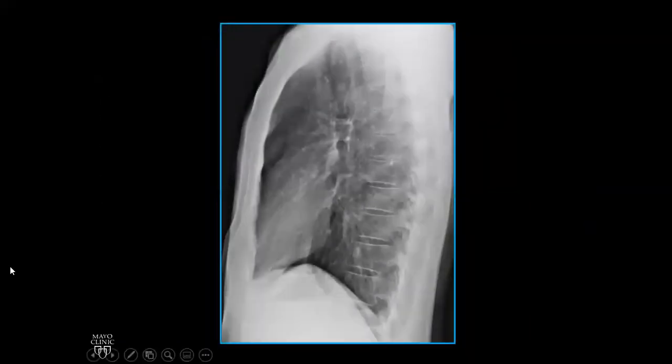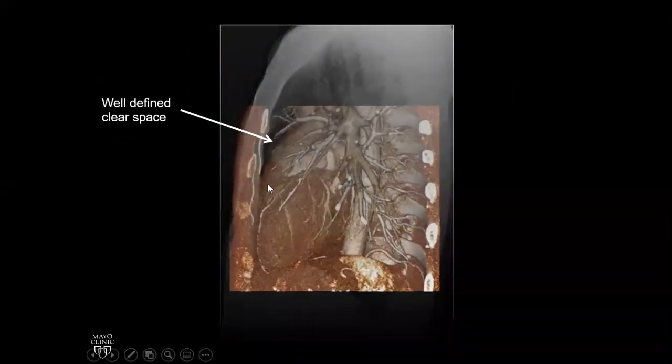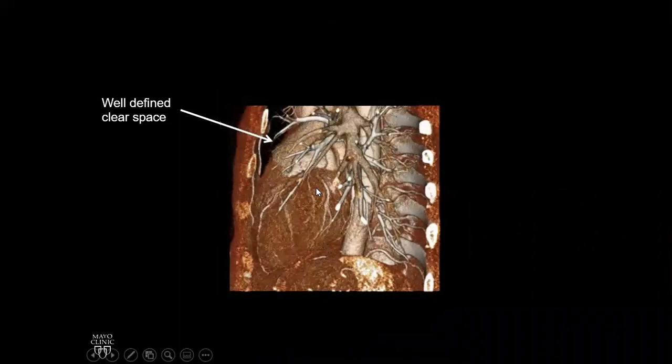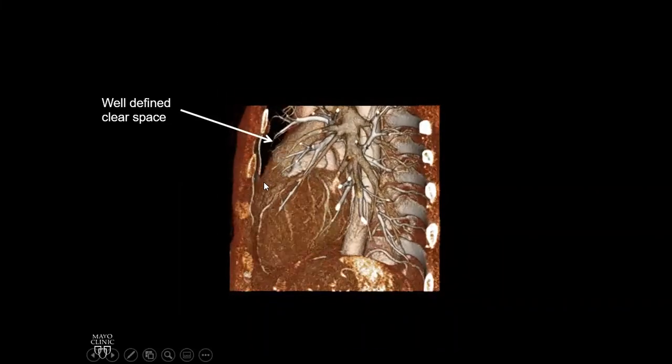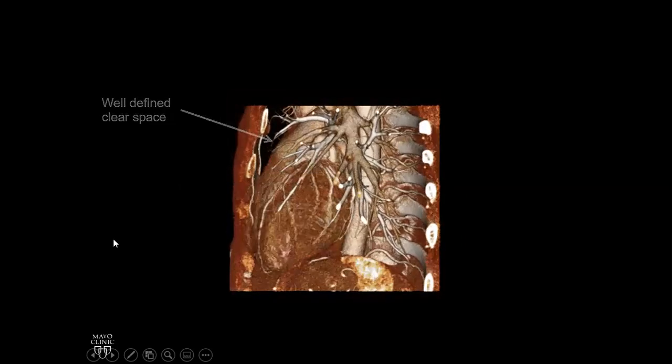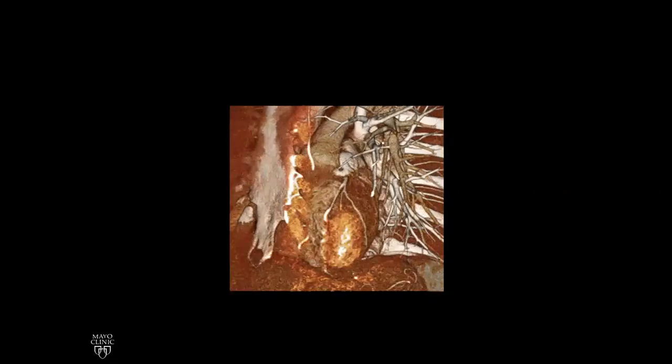What if we get somebody else who's a little thinner? We can see this well-defined clear space where the right ventricle sits out anterior. This is the LAD. This is the left ventricle, and the right ventricle makes the anterior heart border. We rotate around to the front. You can see how the right ventricle sits out in front.